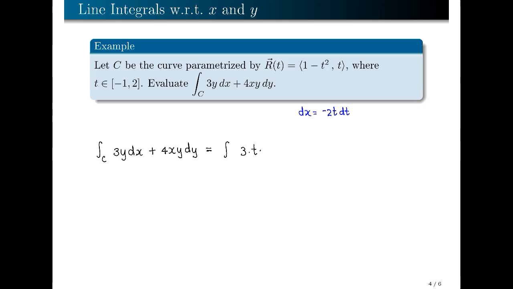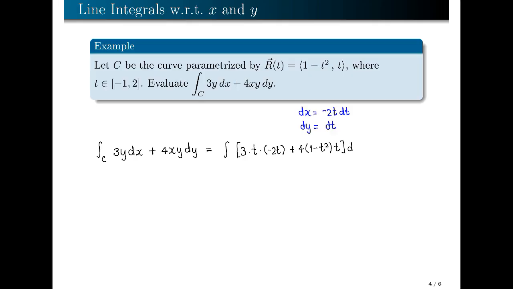So, we write here times negative 2t, and we write dt at the end of a definite integral. Continuing, plus 4 times your x is again 1 minus t squared, and your y is t. Here, because your y is only t, then your dy is equal to 1, the derivative of t, multiplied by dt. And hence, this is now your integrand.